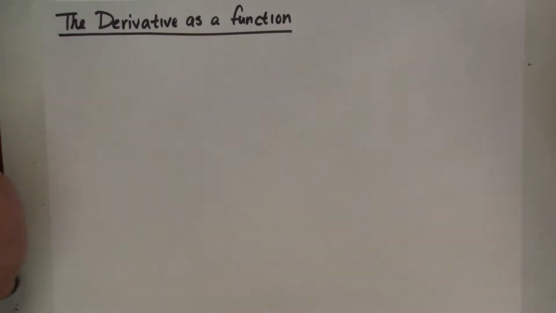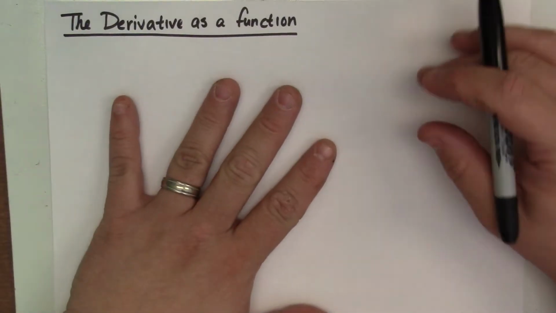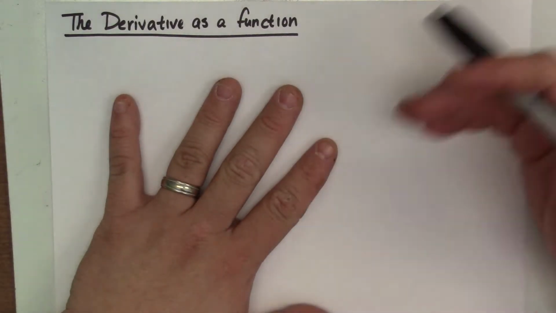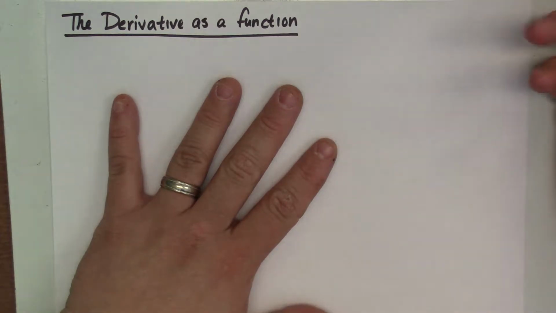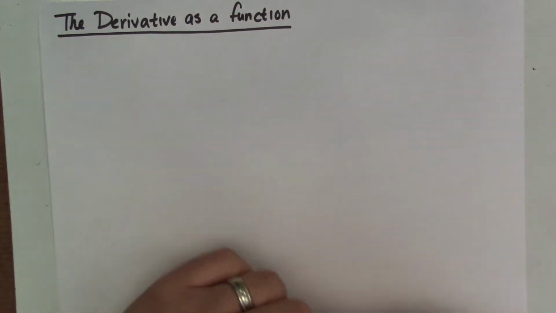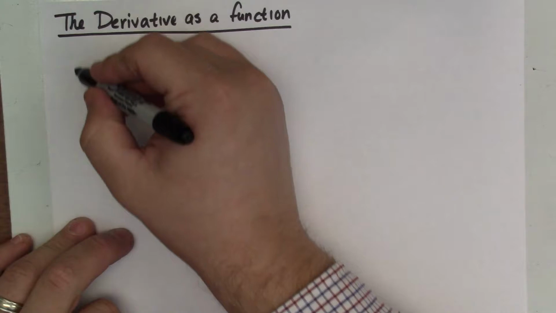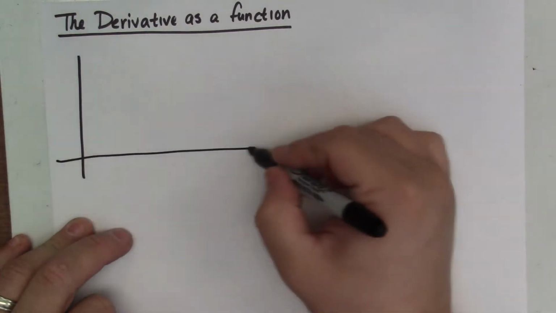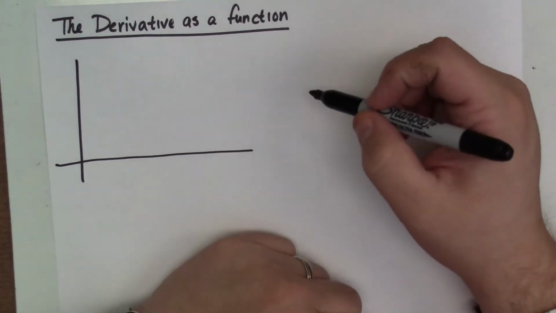In our last 3 or 4 videos, we've been focusing on the idea of the derivative telling me the slope of a tangent line at a particular point, and we've been focusing on how to evaluate that slope at that point. What I want to look at in this video is the derivative as a function.